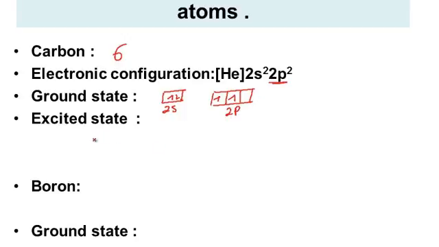When carbon gets ready for chemical bonds, at that time, one of the electrons jumps from the 2s orbital to the vacant 2p orbital, and this is called the excited state of carbon, where you can see only one electron in the 2s and 3 unpaired electrons in the 2p orbital.